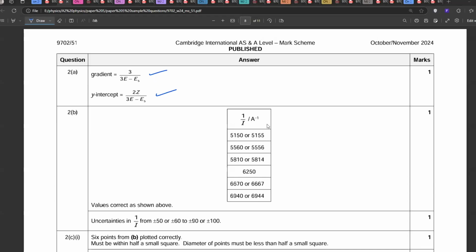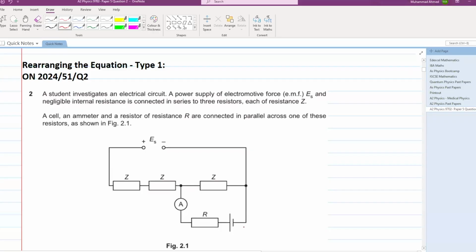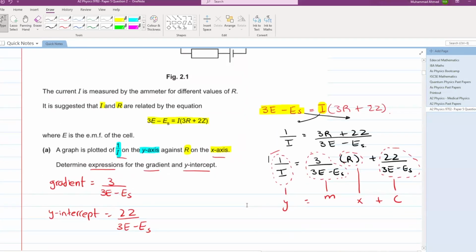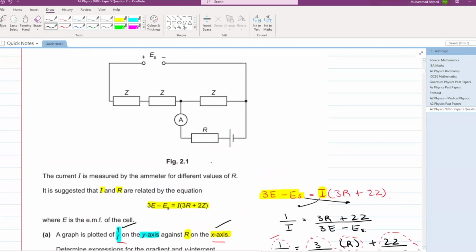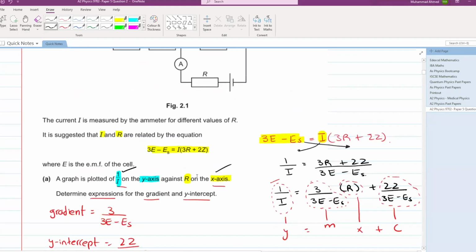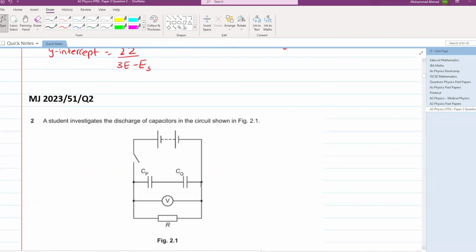To put it short, in part A of Question 2, you will have to rearrange the equation. You will have to show the examiner you are plotting the same variable on the y-axis and the indicated variable on the x-axis. You will have to give the expression for the gradient and the y-intercept. Now this is basic simple algebraic manipulation. Let's try out another example.